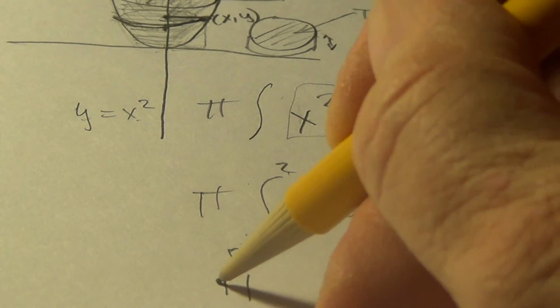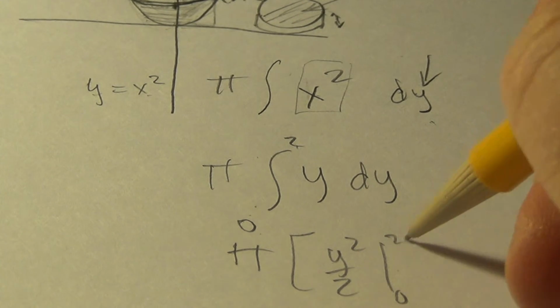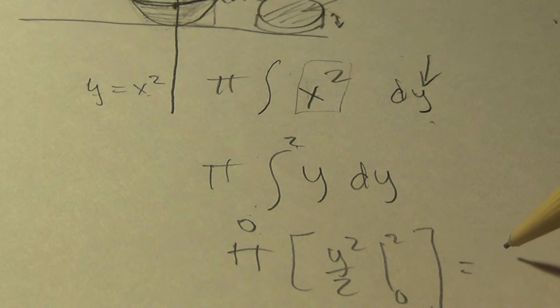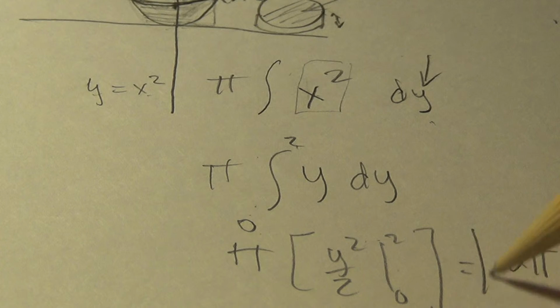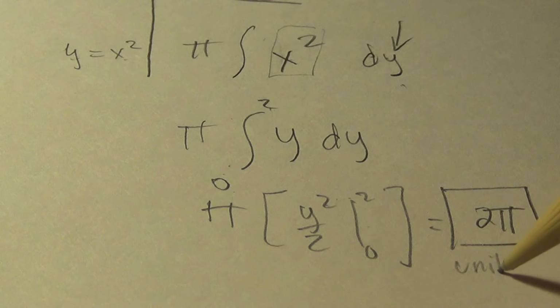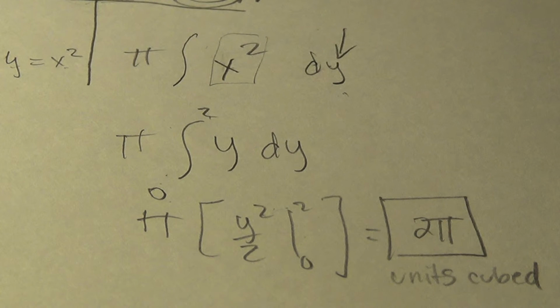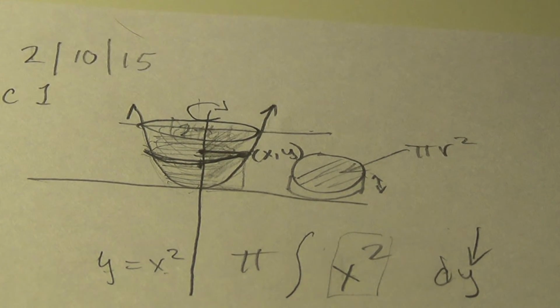Integrating, we get pi on the outside, y squared over 2. Evaluate it from 0 to 2, becomes pi times 2 squared over 2, which is just 2 pi. So those are volume units, so we can say units cubed, if we want to be technically correct there. Alright, so you see how the picture and the equation work very similar to what you saw yesterday. So that example should get you through classwork for today.